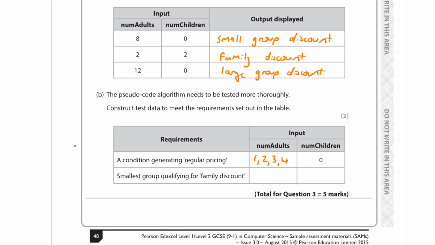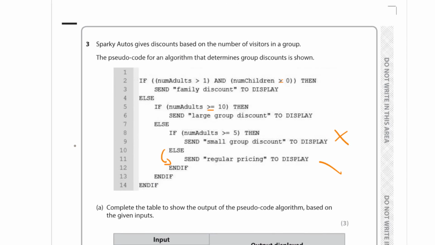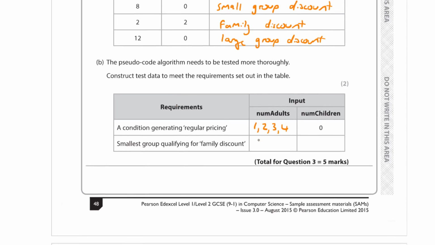And then for the smallest group qualifying for a family discount, so that's now, let's get rid of some of this working. So family discount is going to be up here. So we want this. So the smallest group that qualifies for this, well, number of adults has got to be greater than 1, so i.e. it's going to be 2. And number of children has got to be greater than 0, so it's got to be 1 for both of this to be true, and then it will execute this. So it's going to be just 2 and 1, that's a slightly simpler one, I think.